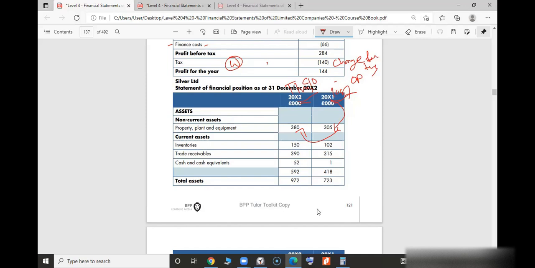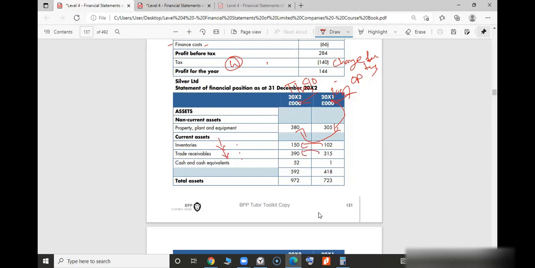Do remember there could be depreciation as well. You need to take away the depreciation. You need to compare your net book value with the closing net book value, and then you compare how much you bought it for. Then we can see receivables. Inventory increased, receivables also increased, so cash flow decreased.